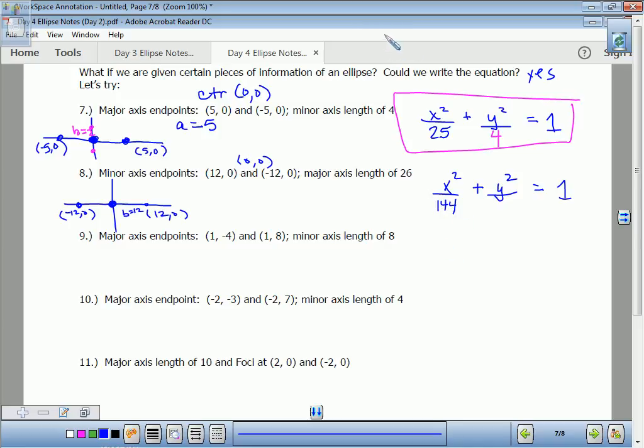Because remember, our formula is like this. x minus h squared over, it's either a or b. It's our horizontal distance squared plus y minus k squared over our vertical distance from the center squared equals 1. Now, I just have to find that vertical distance. But it tells me the major axis has a length of 26. So half of that is 13. I'm going 13. So 13 squared is 169. Done.